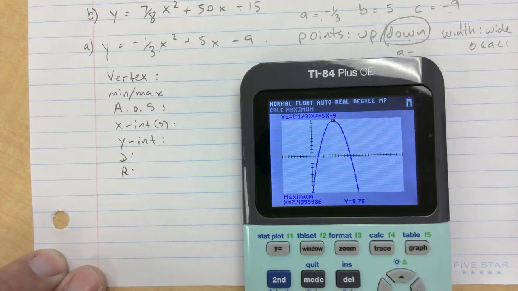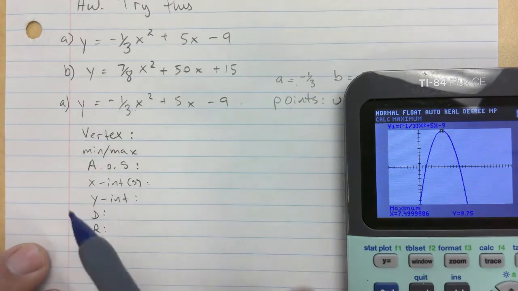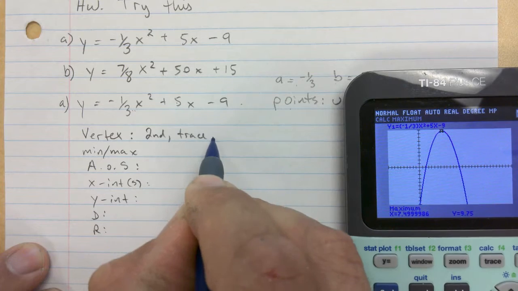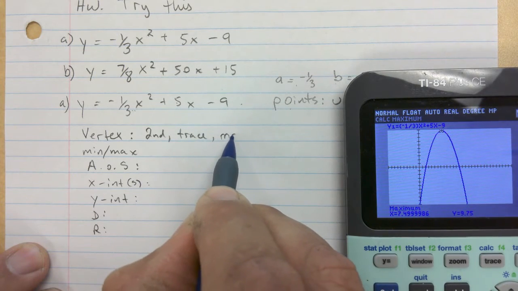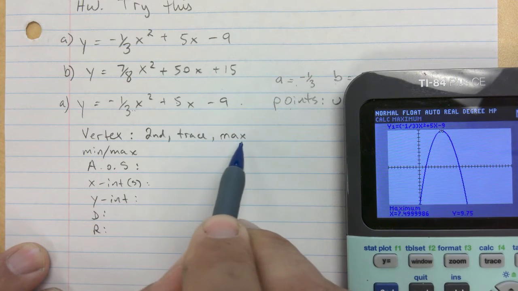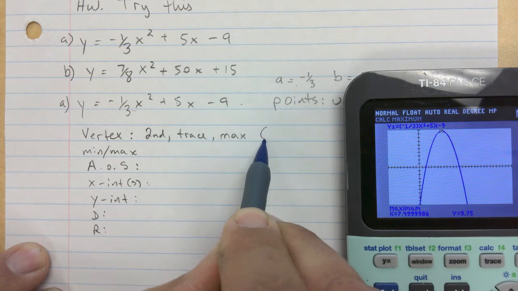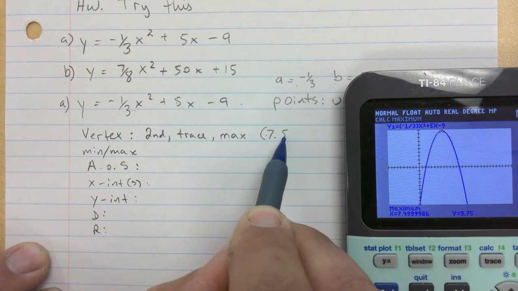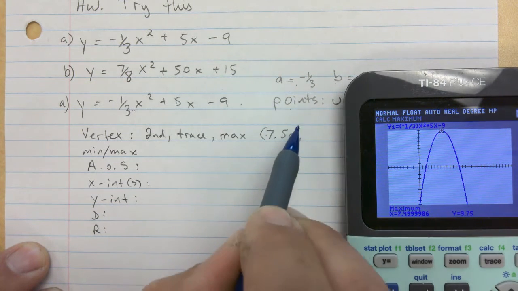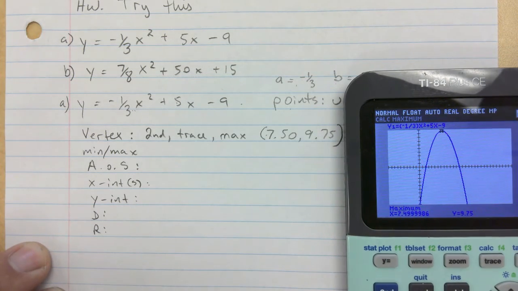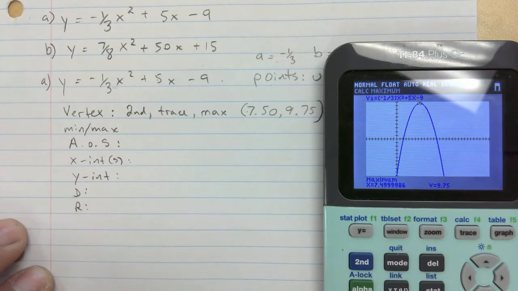So we write that down, but we're going to indicate the keystroke. Second trace, and we chose the max. You can put down 4, I would know, or just max. And so the vertex is 7.5 or 7.50, 9.75. So that's how you find the vertex.